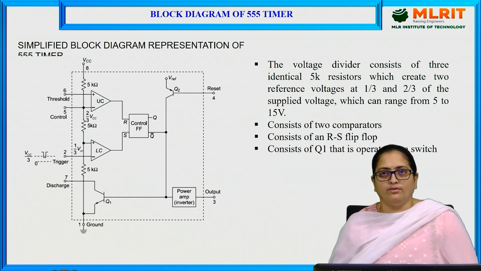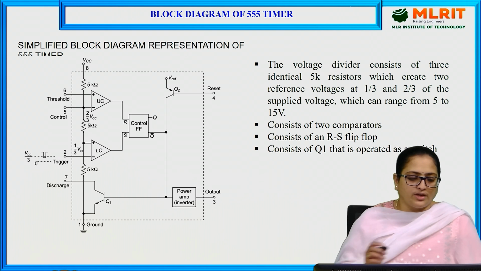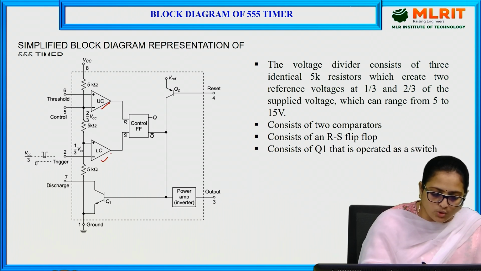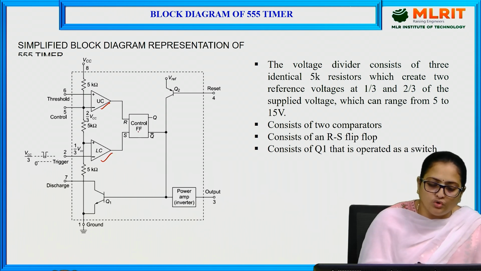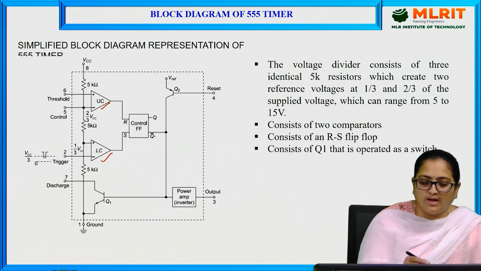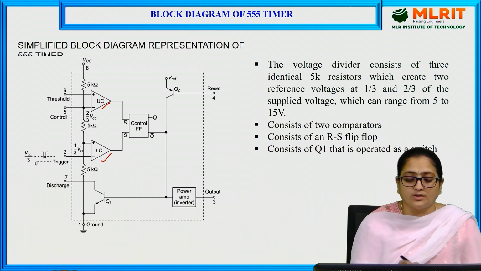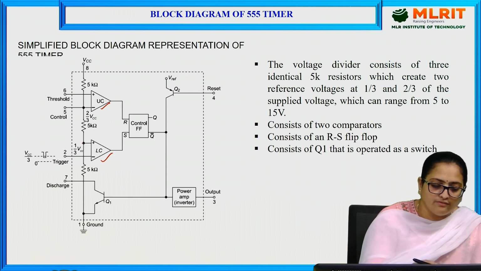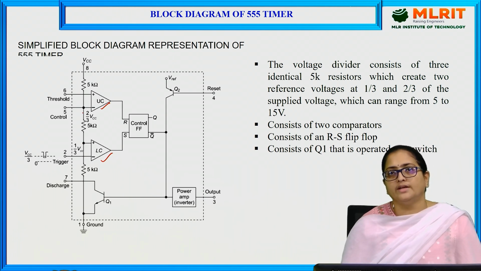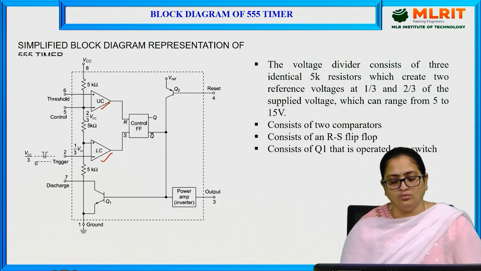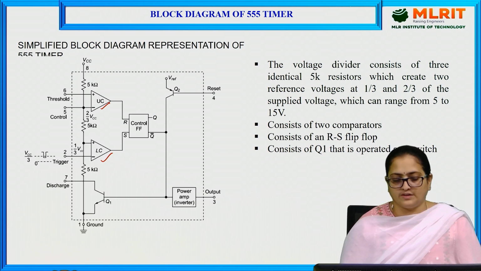This is a block diagram of IC 555 timer. If you can see, it consists of two comparators. This is the upper comparator and this is the lower comparator, and it consists of one RS flip-flop, and the outputs of the RS flip-flop, that is Q and Q bar, where Q bar is connected to the output, and here the 7th, 2nd, 5th, 6th pins are connected to the inputs of the comparators. 8th pin is for VCC and the first pin is connected to ground, 3rd pin is connected to output, and 4th pin is connected to reset.